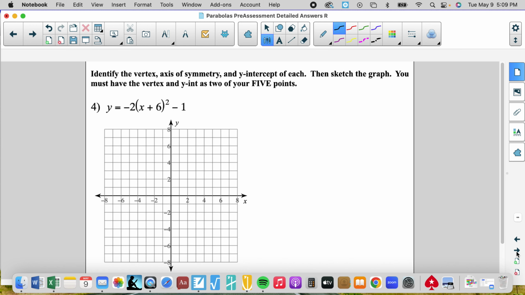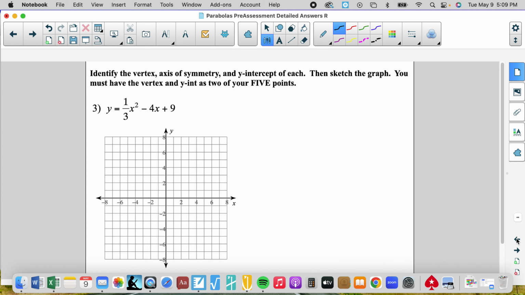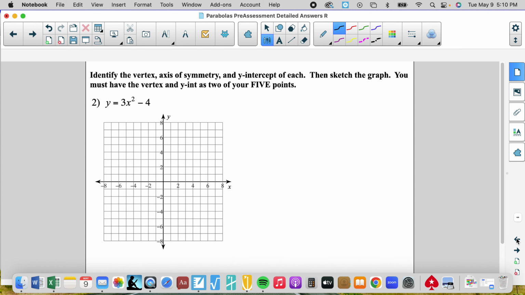Standard is pretty good. So first thing, let's label our A, B, and C. A is 3. B is 0, because B is the coefficient of x. I don't see an x in here. I have an x squared, but I don't have an x. And my C value, my constant, is -4.